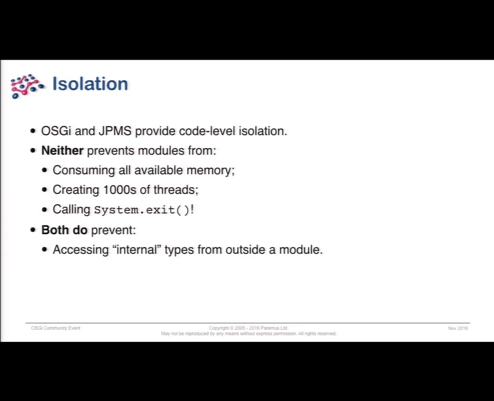So OSGi and JPMS, they both live on this continuum, and they provide a basic level of code isolation. What they don't prevent is things like a module crashes the JVM because it consumes all the available memory, or because it creates 1,000 threads, or more than that, or even that it calls system.exit. And we can turn on the security manager and prevent system.exit being called, but OSGi and JPMS do nothing to prevent this kind of thing. What they do both prevent is modules, or in OSGi bundles, from accessing the internal types from other modules.